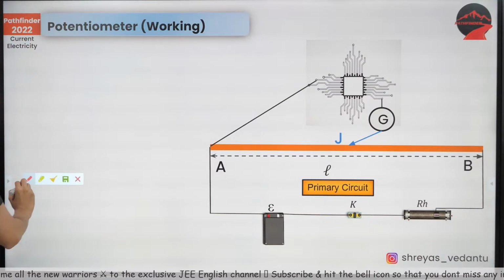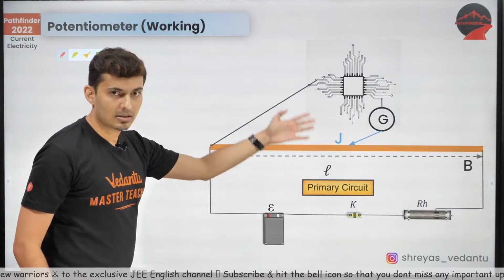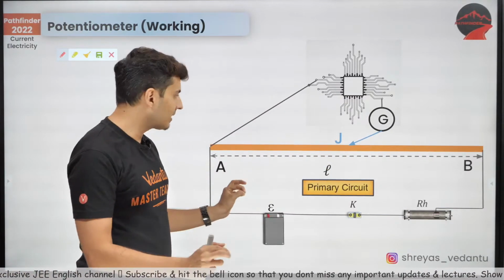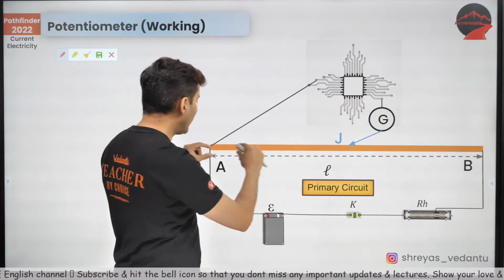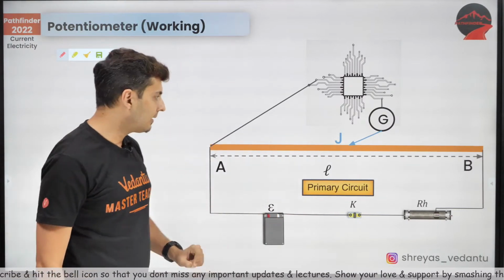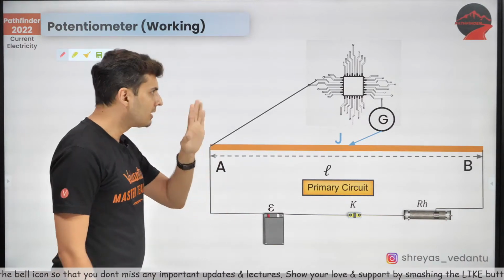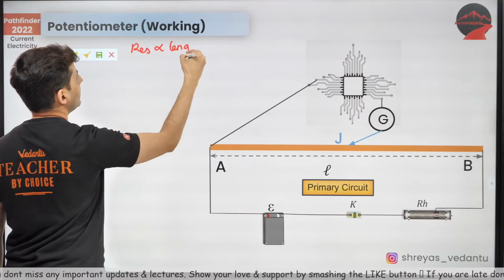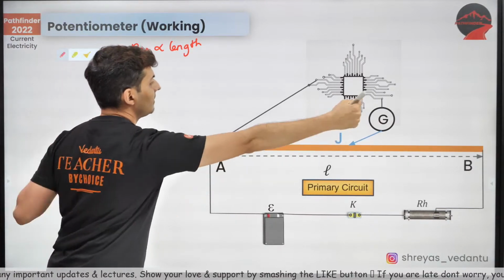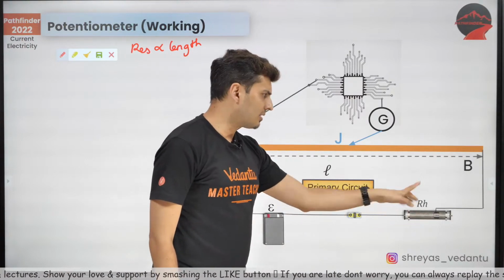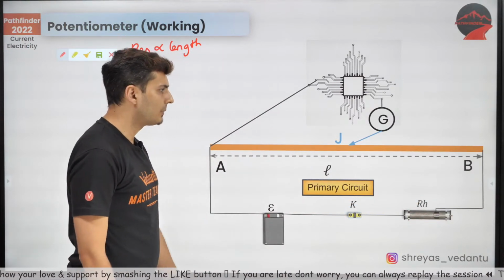Well, see, what you have are 2 circuits. This circuit below is usually called the primary circuit. There is this shaded wire, this orange yellowish shaded wire, that is called the potentiometer wire. It has very high resistance, and keep this in mind, resistance is directly proportional to the length. There is a battery connected. You can change the resistance from here. There is a switch and all of that.